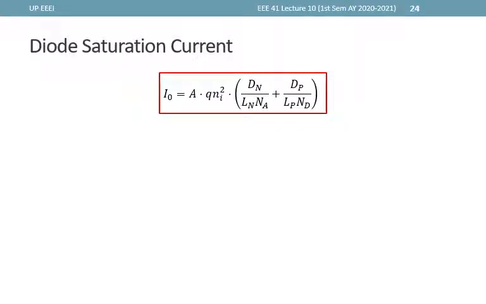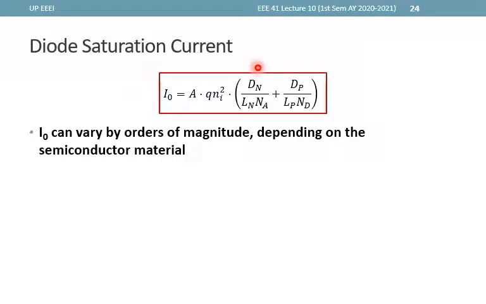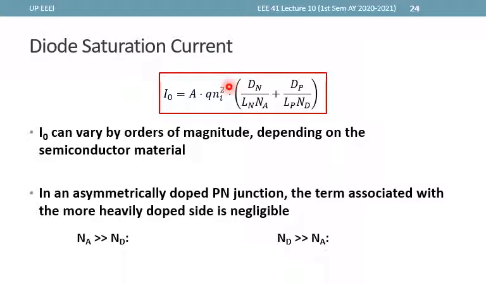So the diode saturation current is again this expression right here, where we can say that this I naught can vary by orders of magnitude depending on the semiconductor material, because of this ni squared term here, which varies per material, and also this doping concentration term right here.